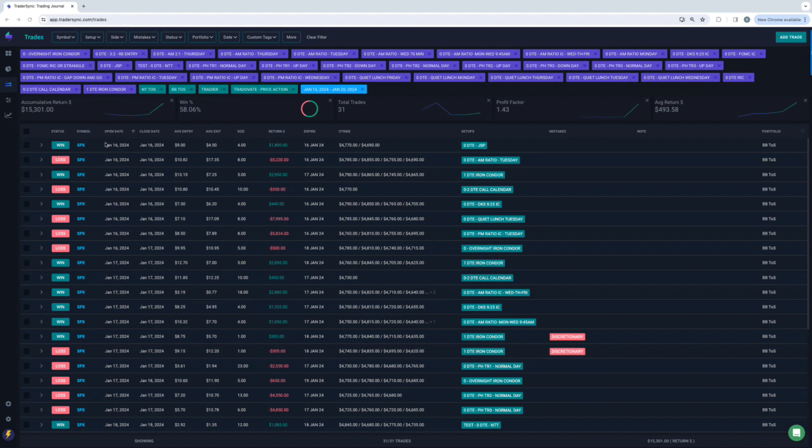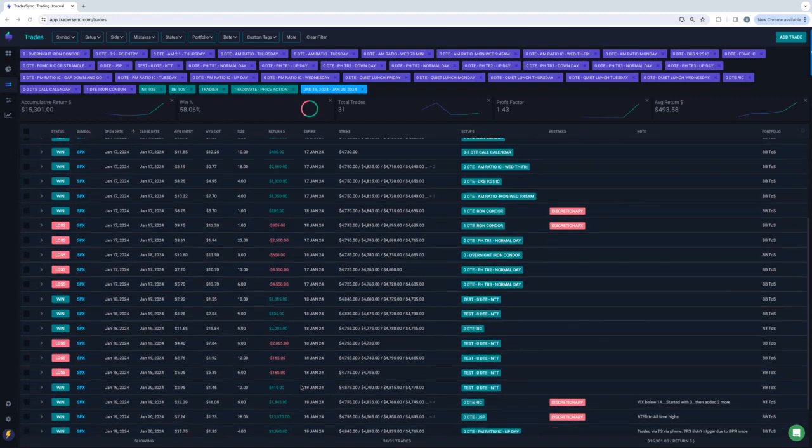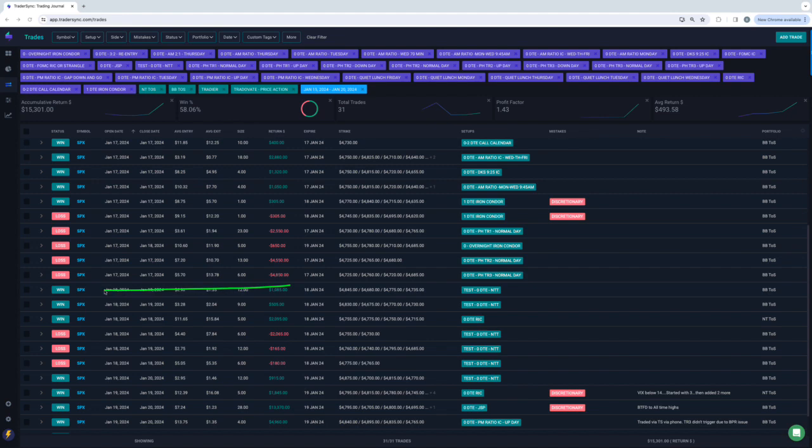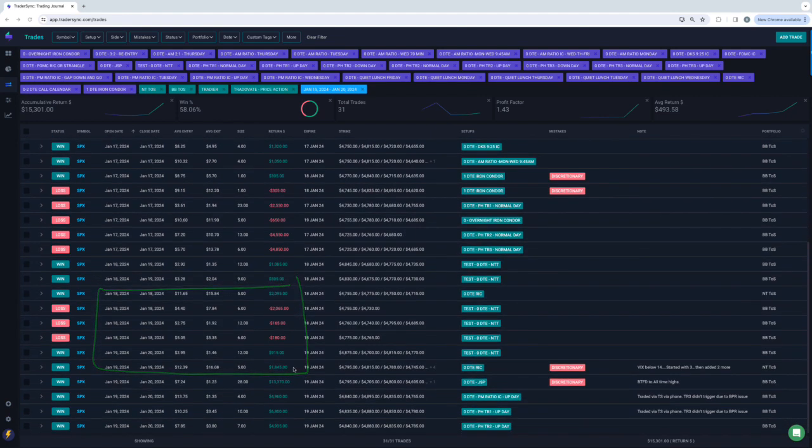Starting with Monday, which is the 16th, you can see I had a pretty decent red day. Tuesday, also a pretty decent red day to start the week. Wednesday, the 17th, I was green in the morning and turned red after late day trades. Thursday was a little bit of the same, kind of back and forth. And then Friday ended up being a really nice day.